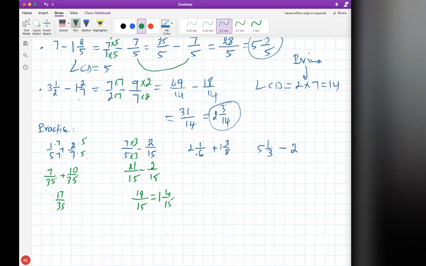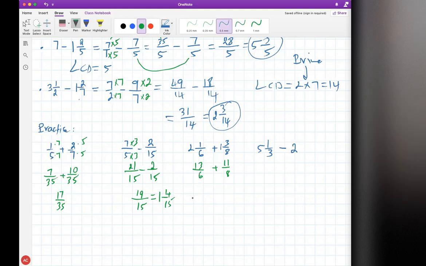What is the first thing we do here? You're going to turn them into fractions. That's right, convert into fractions. What's the first fraction? 13 over 6. That's right. And the other one? 11 over 8. That's right. And I mean 6 here, not 7. The denominator stays the same.